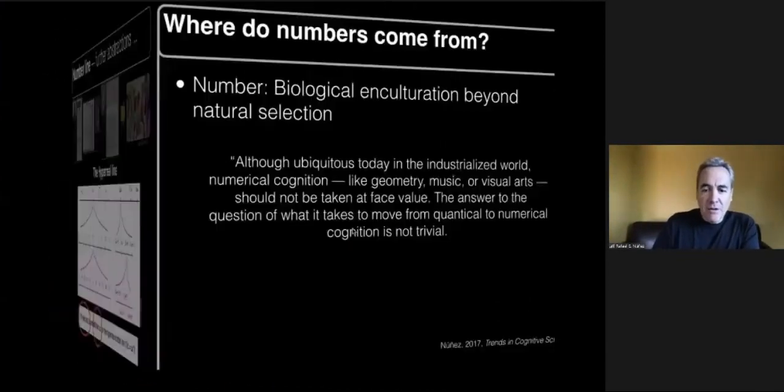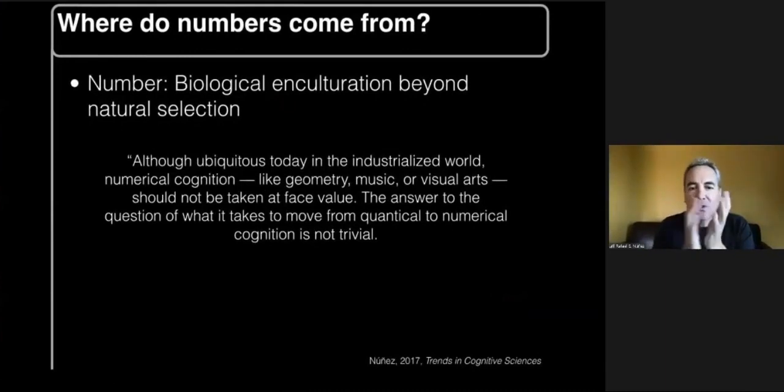So now, to close, where do numbers come from? Well, what we're proposing is that there is something to be understood, which is how the enculturation of humans is supported by the biology that we know today and that we should be learning more about in the future. But that goes beyond natural selection. So although ubiquitous today in the industrialized world, numerical cognition, like geometry or music perhaps or visual arts, should not be taken at face value or as a natural kind, so to speak.